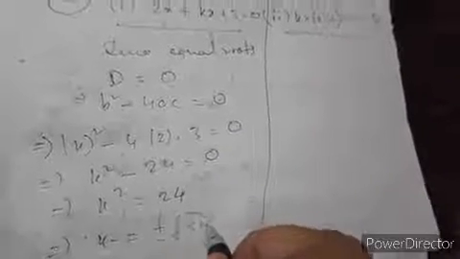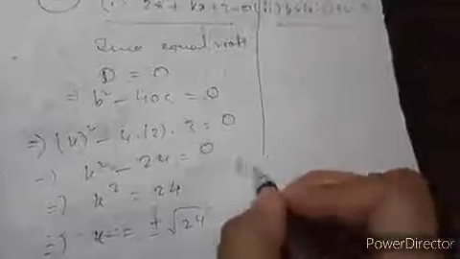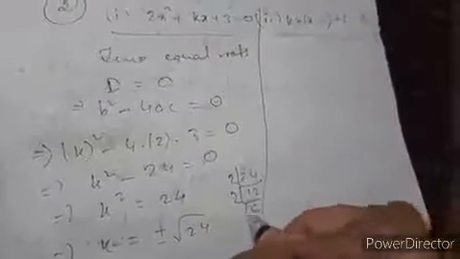From here we can easily find the value of k, that is k square equals to 24. So k will be equal to plus minus root over 24. It is not a perfect square, so you can simplify this. It will be simply plus minus 2 root 6. Okay, so the value of k is plus minus 2 root 6.